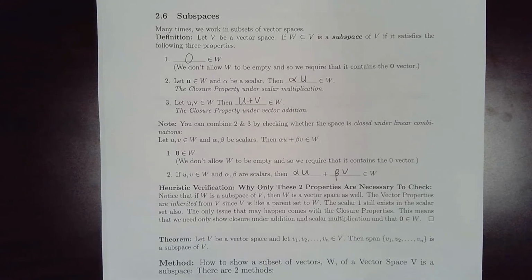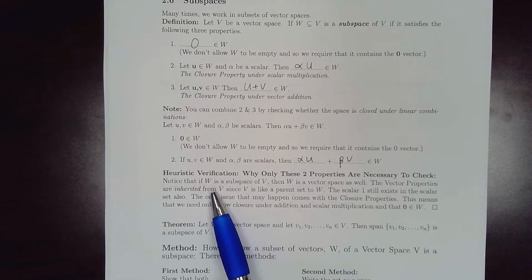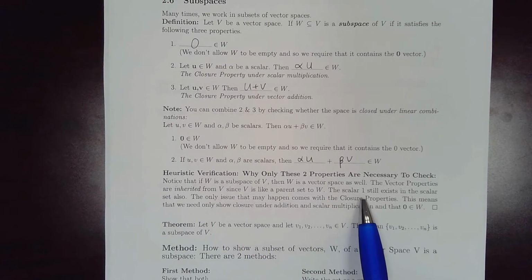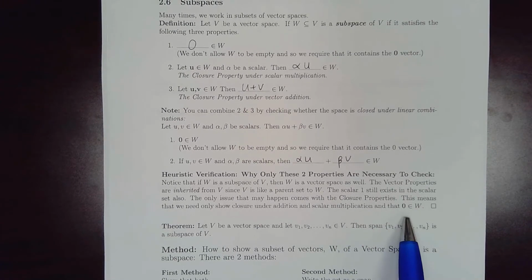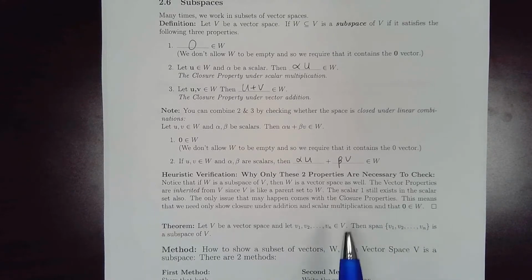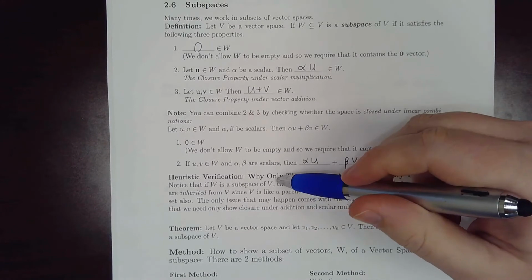So the reason that these are the only properties that are necessary is that if W is a subspace of V, then we get the vector properties. Those ones that we don't normally check are the things that we just kind of immediately get. The scalar one still exists, which is nice. And we already have the zero vector, which is nice. So we just need to make sure we have the closure properties as well. If we get those three things from above, the rest we inherit by being a subset of the vector space.